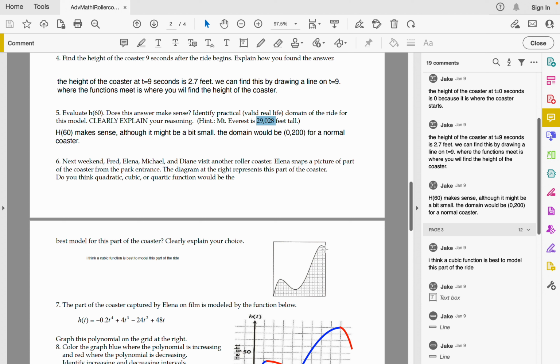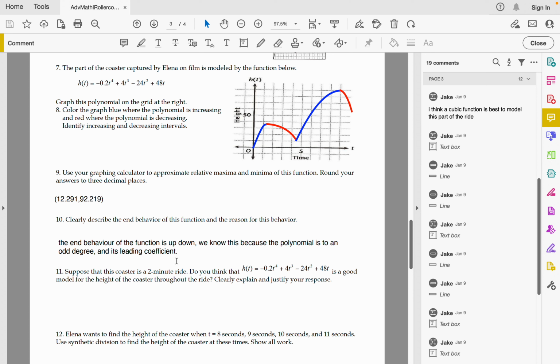All right, the roller coaster here, you have it graphed where it's increasing and decreasing. The relative mins and maxes, so 9 is done. The end behavior is up to down, but you have down to down right now, so you need to check to see what that is. If we have 4th degree negative, is that really up to down or maybe down to down? So fix 10.